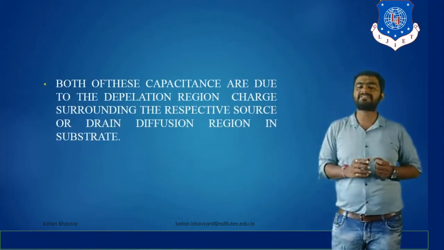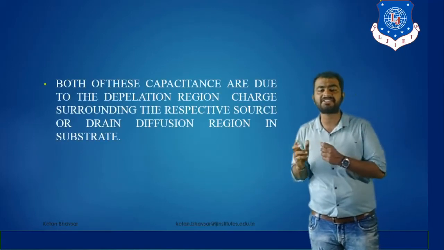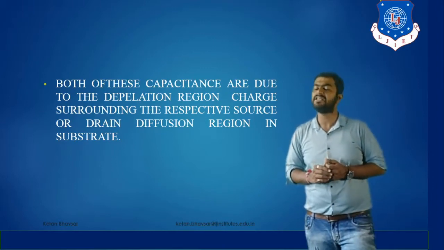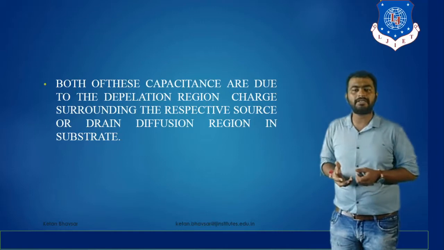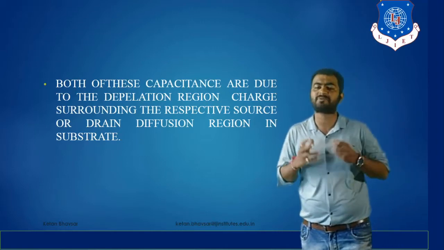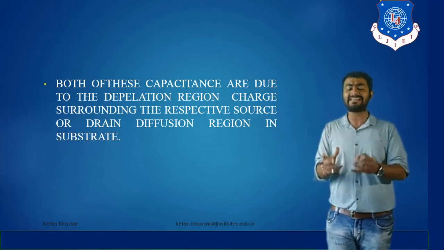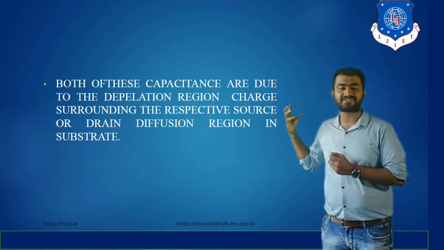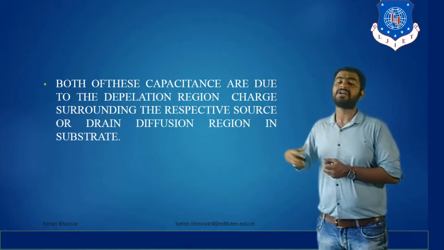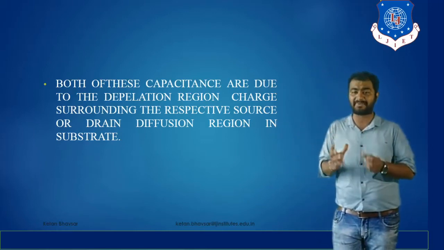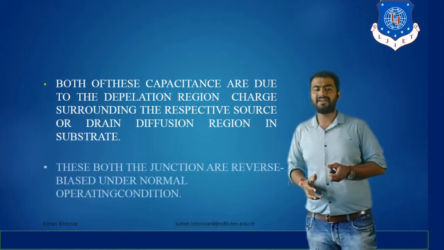Both of these capacitances are due to the depletion region charge surrounding the respective source or drain diffusion region in the substrate. As I already told you, the reason is very clear: because of the depletion region charge, it produces a depletion region and a diffusion region, and because of that you can see the variation in capacitance effect.